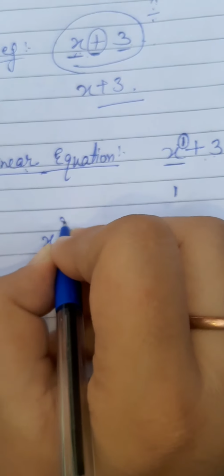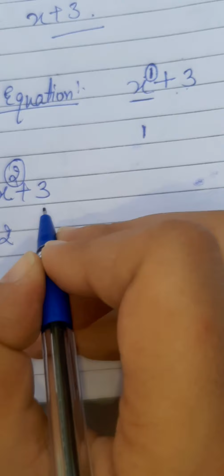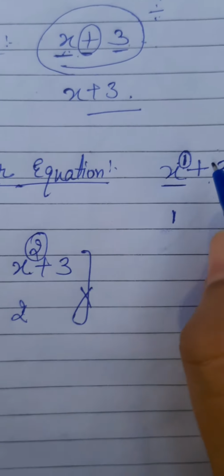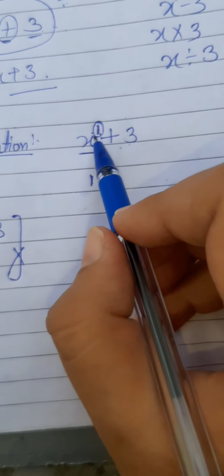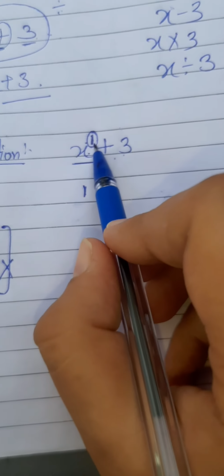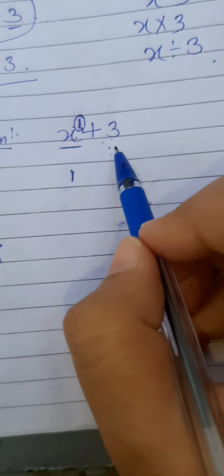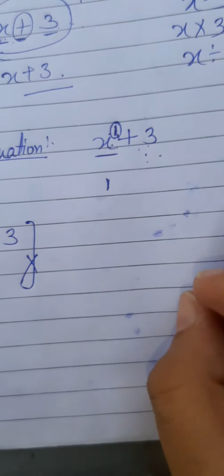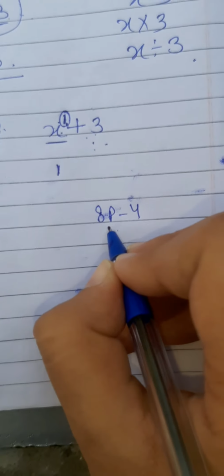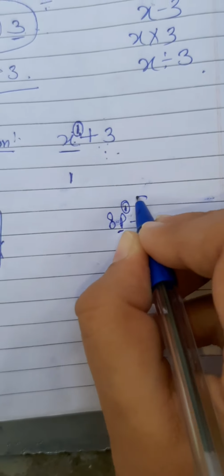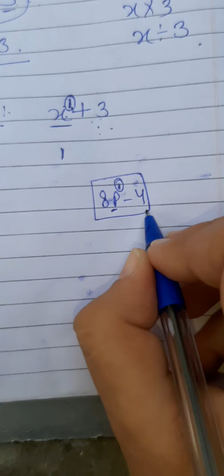If I take the example of x square plus 3, here the degree is 2. So this is not a linear equation. Linear means 1. Linear also means straight, and in mathematical language we say 1. So if the degree of an equation is 1, this will be a linear equation. Another example you can take, 8p minus 4. Here the degree of p is 1. So this is a linear equation.